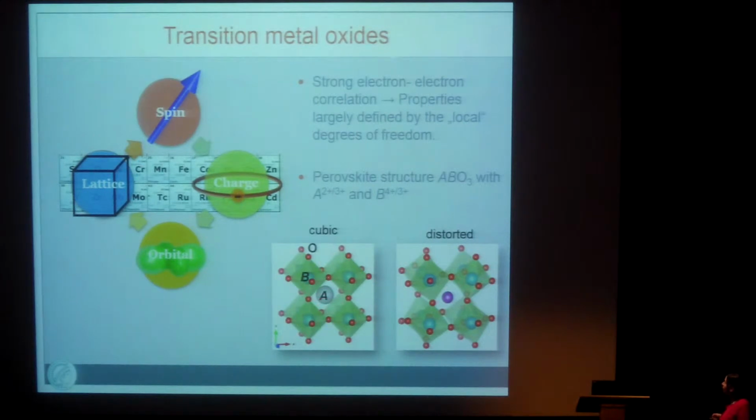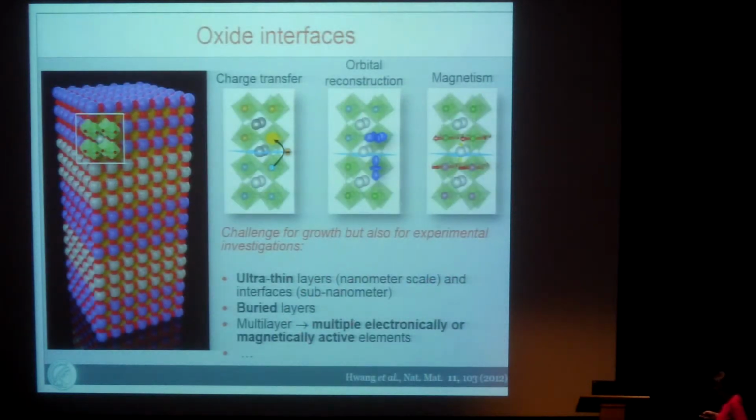Depending on the size of the rare earth ion, it is found that most of these transition metal oxides crystallize in distorted structures, and in good approximation, these distortions can be explained by tilts and rotations of the octahedra around the crystal axis. So we are interested in what's happening at interfaces, and we already heard interesting examples of charge transfer which can occur at interfaces, and magnetism, and also orbital reconstructions are possible, depending on what kind of materials you put together.